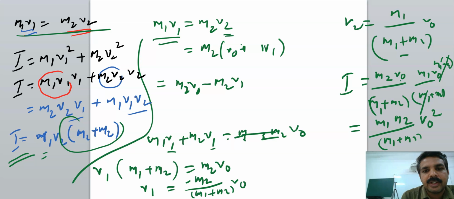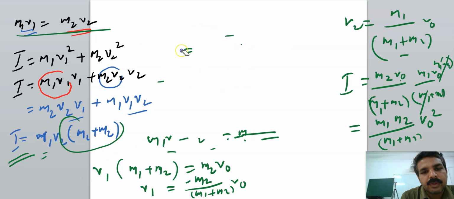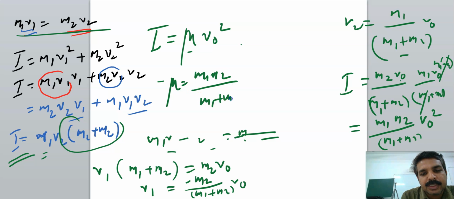That is, we can write I is equal to mu r0 square, and this mu, that is equal to m1 m2 divided by m1 plus m2, is called the reduced mass.